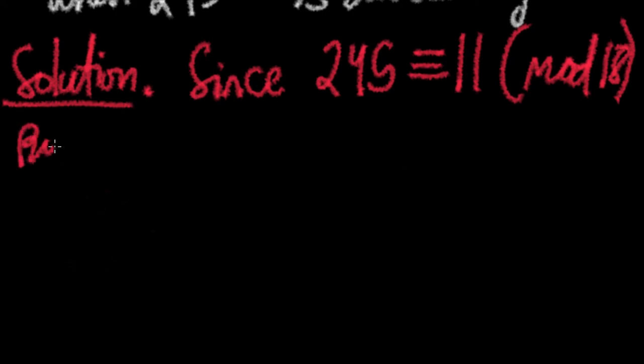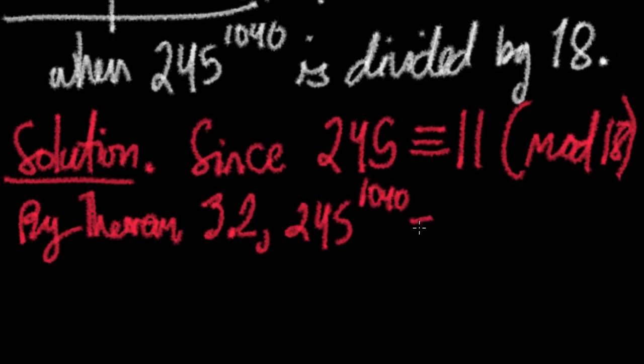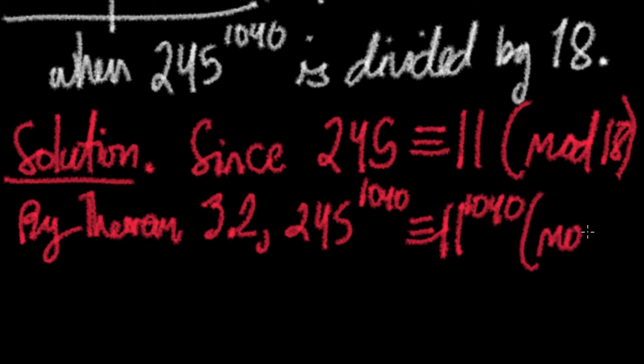Hence, by theorem 3.2, 245 raised to 1040, our original number above, is congruent to 11 raised to 1040. By theorem 3.2, they are congruent because raising both sides of the congruence to the same constant power will still make it true. This is mod 18.